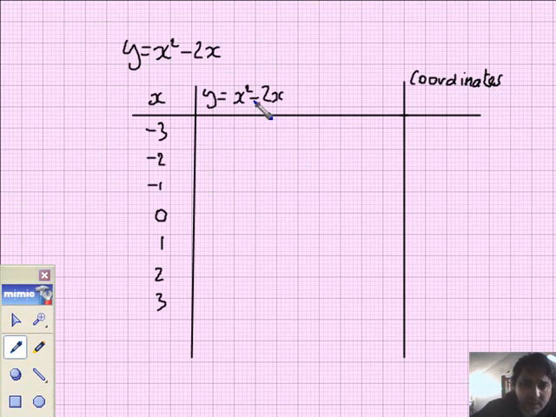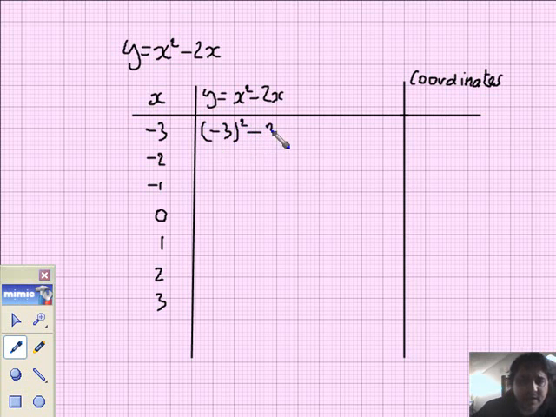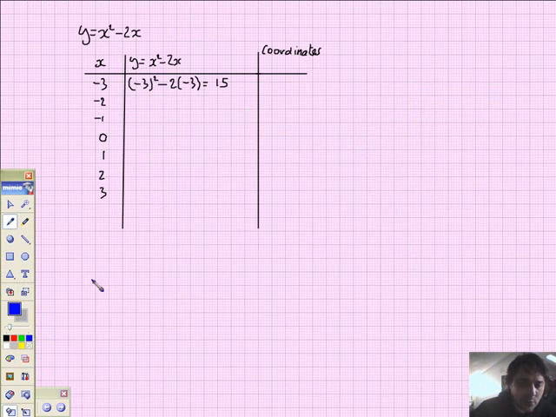So here's the first one. X squared, so you take your minus 3, you square it, then you take away 2 lots of your minus 3. Please look at my wording. Minus 3, square it, then minus 2 times minus 3. Well, you're allowed to use a calculator in this unit, but I won't. Minus 3 times minus 3 is 9. Minus 2 times minus 3 is 6, positive 6. 9 plus 6 is 15. So I've created the coordinate minus 3, comma 15. Alright, that's the first one done.